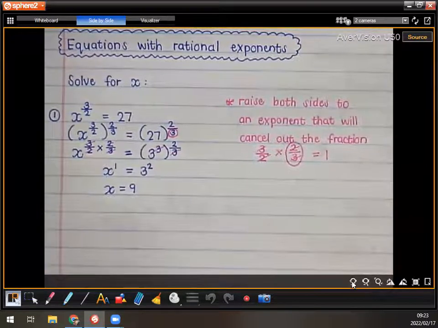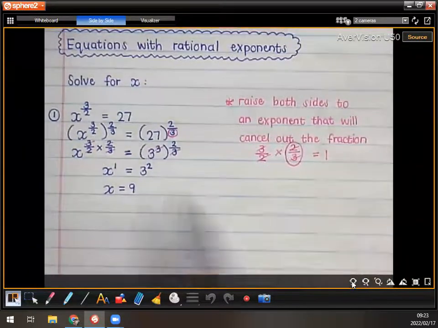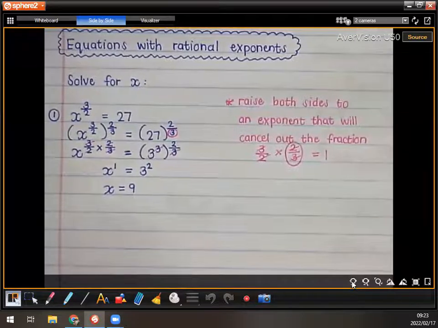If they don't say anything about not being able to use a calculator, then you can type this into the calculator. But let's rather just practice doing it without, just to be safe. But they could say you're not allowed to.